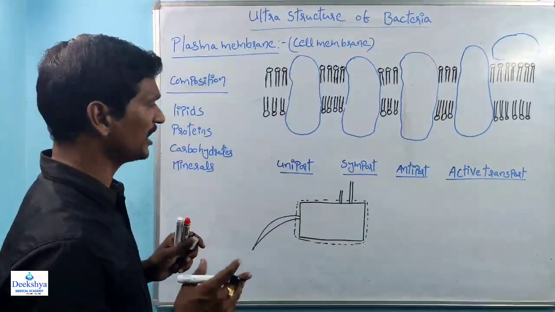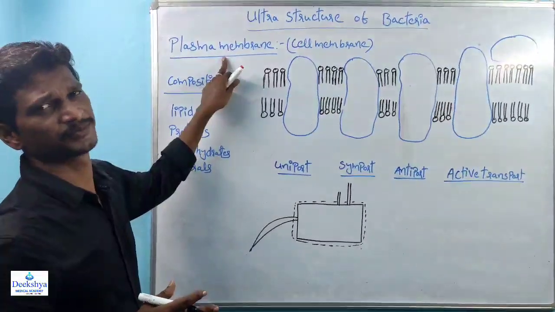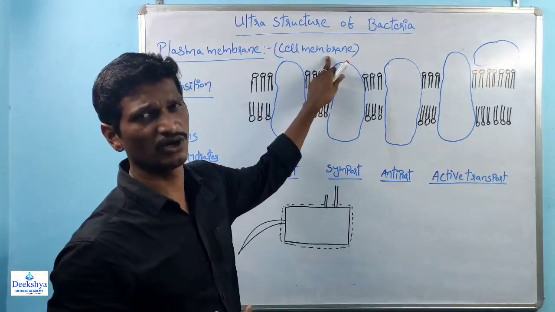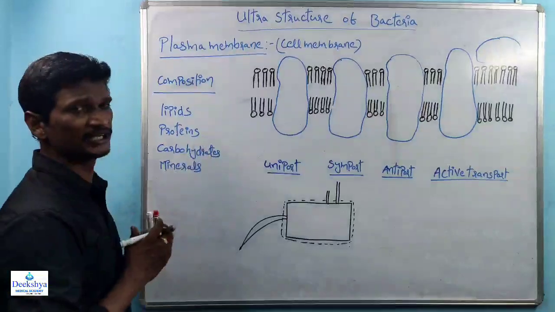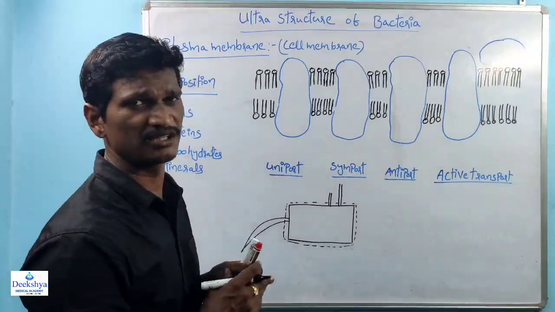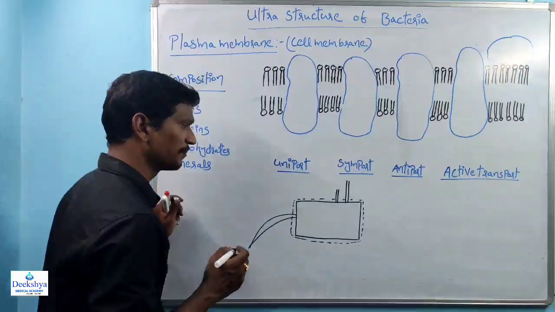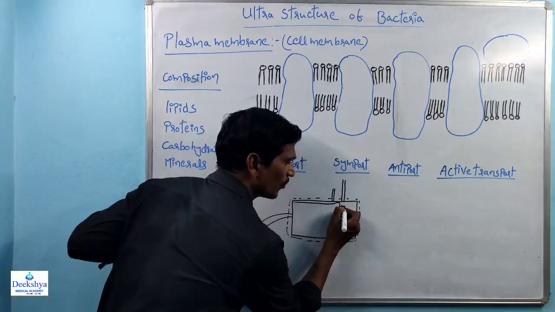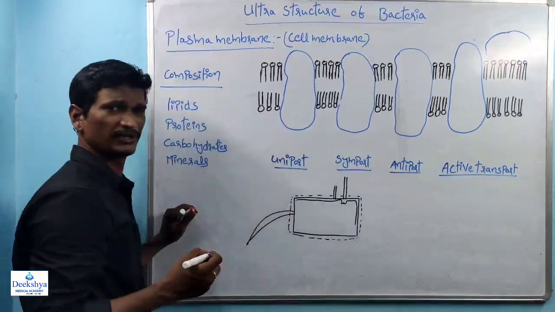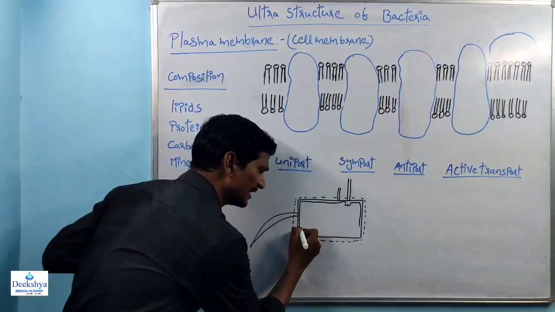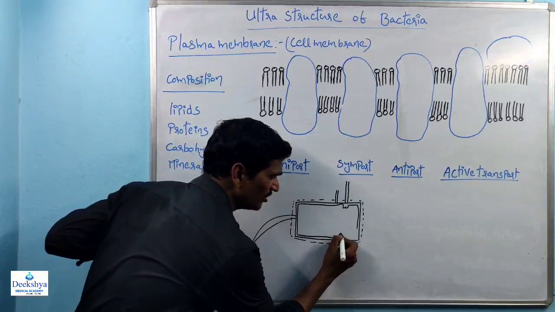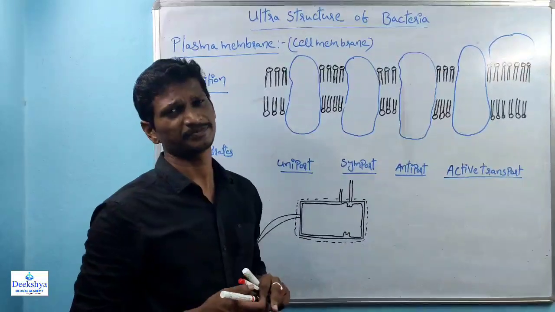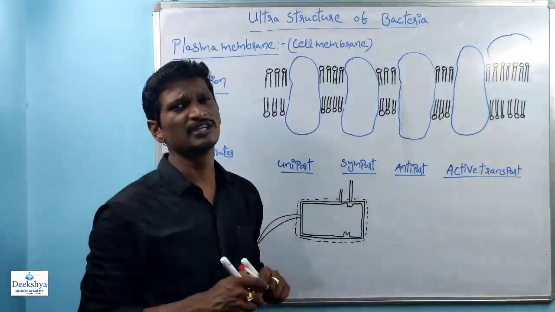Coming to this class, we have to discuss the plasma membrane. Plasma membrane is also called the cell membrane. Where is this located within the bacteria? The plasma membrane or cell membrane is always present inside the cell wall. So within the bacteria, inside the cell wall, there is a plasma membrane structure present. That plasma membrane is also called the cell membrane.